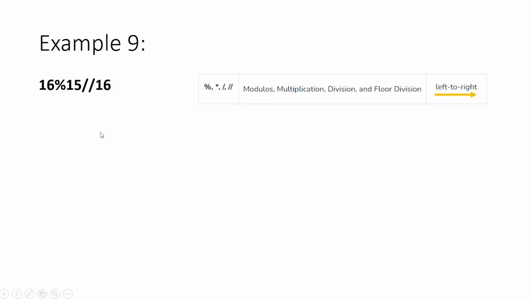Now this is a very critical one. Here I am using a modulus operator as well as a floor division operator. Now if you see the precedence over here, the modulus operator and floor division operator have the same precedence, but the associativity is from left to right. So from left to right, this particular operation will take place. So 16 divided by 15, remainder is 1. So the remainder will be 1 in this case, and then if you try to divide 1 by 16, the quotient will be 0 and the remainder will be 1. So here the quotient is 0, so the output should come as 0.